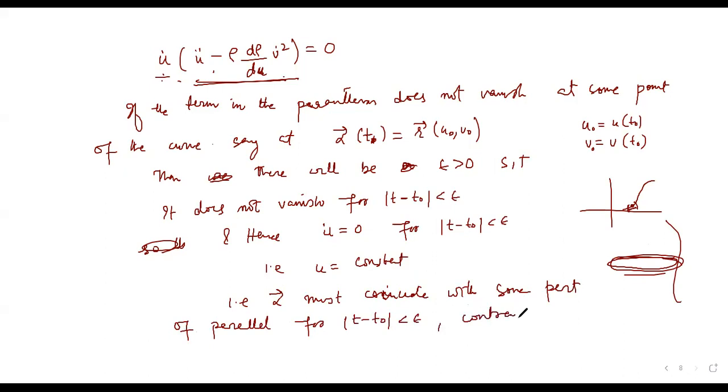Because our assumption is that alpha, contradicting our assumption that no part of alpha is part of some parallel on this.